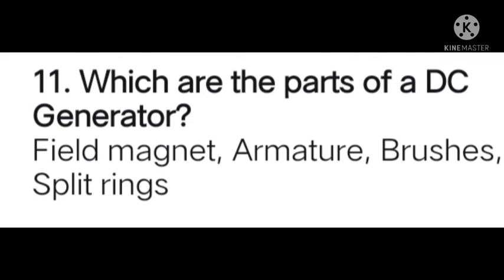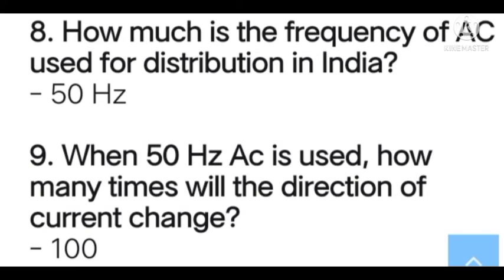Which are the parts of a DC generator? Field magnet, armature, brushes, split ring. DC generator has split rings. How much is the frequency of AC used for distribution in India? 50 Hz. 50 Hz is the frequency of AC used for distribution in India.